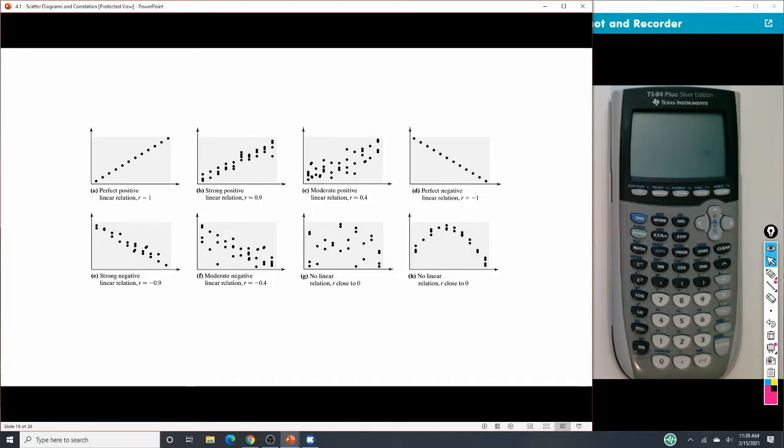And then D, E, and F are just the negatives of all of those. Now you can see in G and H, G is all over the map. I could be drawing lines in all kinds of directions there. We're not sure what's happening with that piece. And so there's no relation at all there. Whereas in H, it gives us that hill shape. It's not a straight line. So there's a relation of some sort. It's just not linear. And so we would say that R is close to 0.